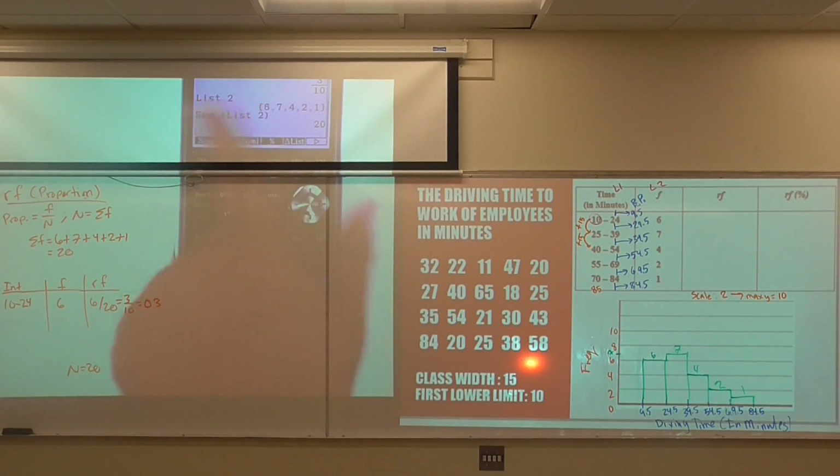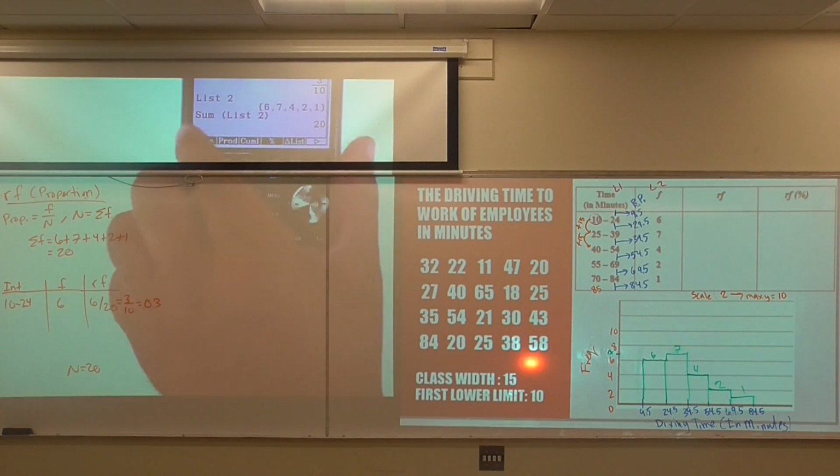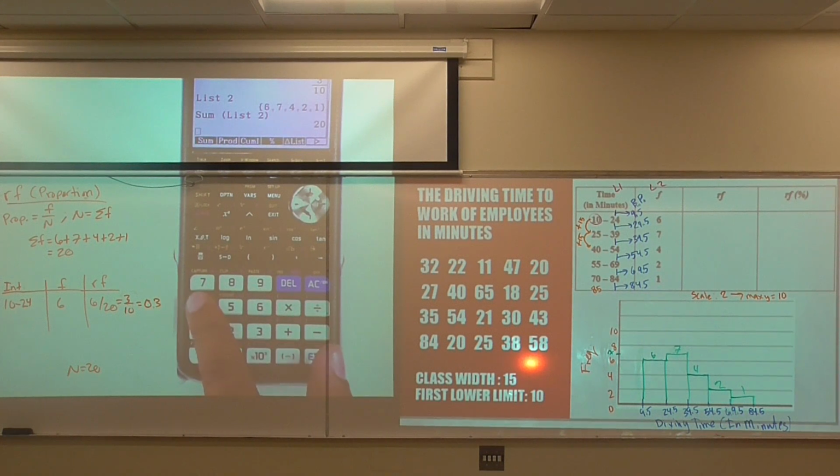So what I can do here is just do the list and then divide by the result, 20. Then I'm going to do the whole thing. So come over here. I'm going to do list, shift left, then 2.